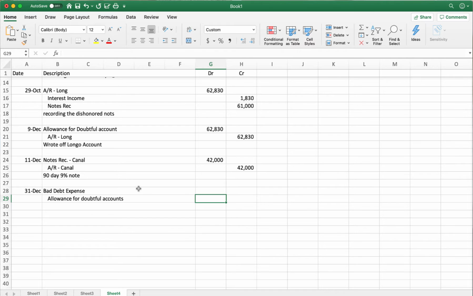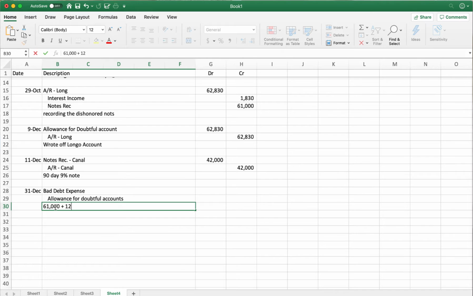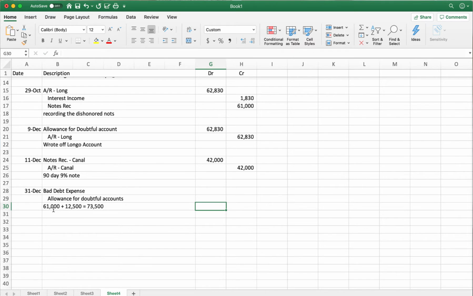So they tell us that we originally had a debit balance of $61,000. We need to get that $12,500 higher. So we're going to take our beginning balance, $61,000. We're going to add to that the $12,500 that we figured out based on the aging. That equals $73,500. So what we need to do is get that allowance for doubtful accounts up to that $73,500, right? Allowance for doubtful accounts should always have a credit balance. They tell us it has a debit balance of $61,000. Okay? So in order to get this to $12,500, we need a journal entry of $73,500.